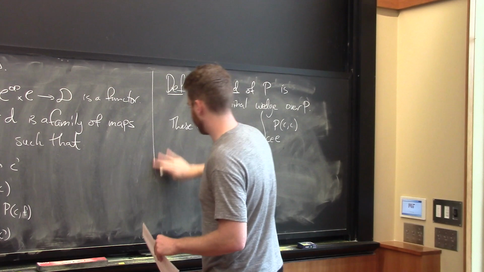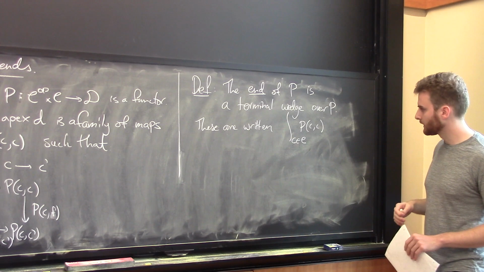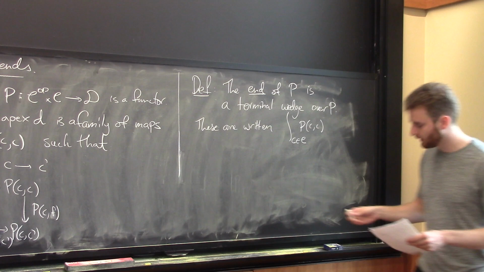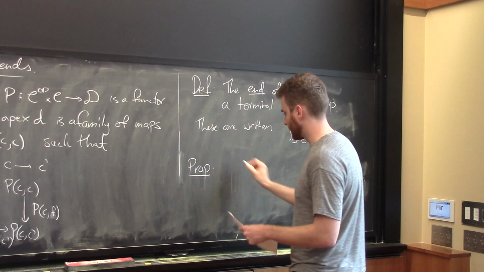Okay, so these things are a little bit hard to get a handle on. But the way that I like to think about them is ends and coends are categorical versions of for all and exists. I don't mean that in a formal way, it's just an intuition. So we have this proposition as our first example of an end.